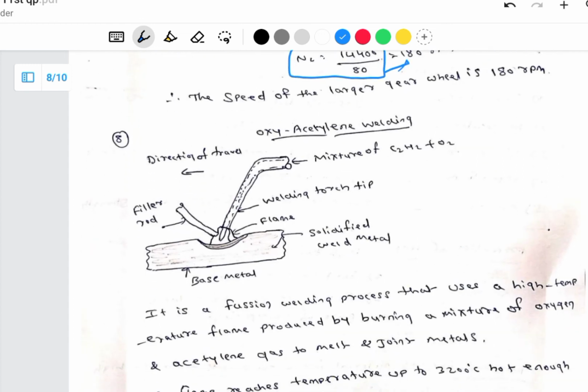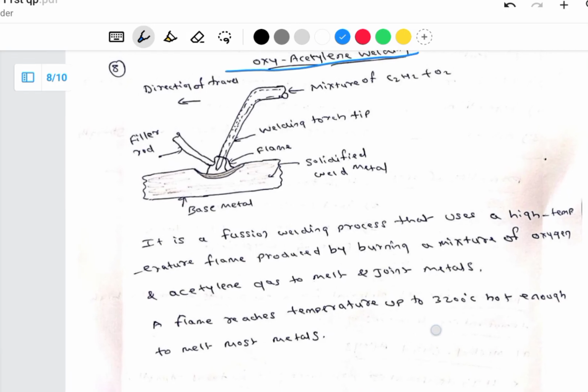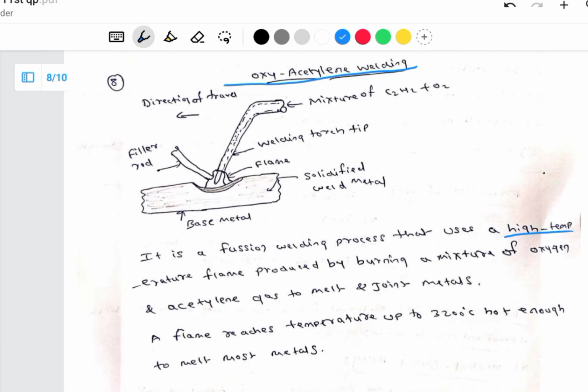And the next question is oxyacetylene welding. You have to explain. Oxyacetylene welding is one of the gas welding processes. You are using a high temperature flame over here, a mixture of C2H2 plus O2, oxygen, and here there will be heat produced. When you produce the heat to join the two metals, you have to produce the heat at this point.